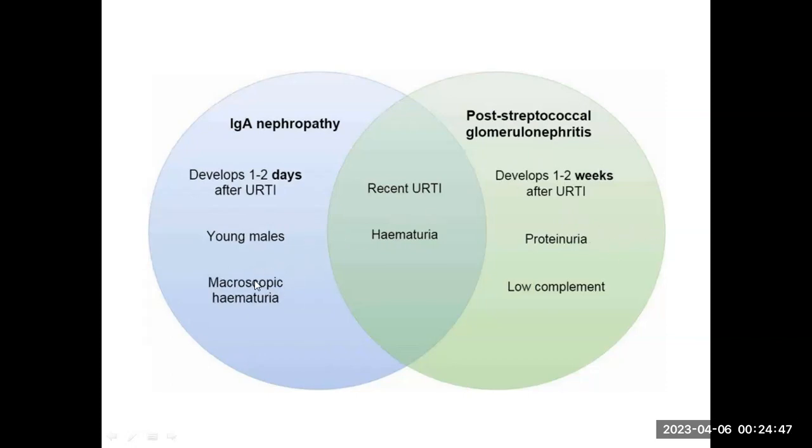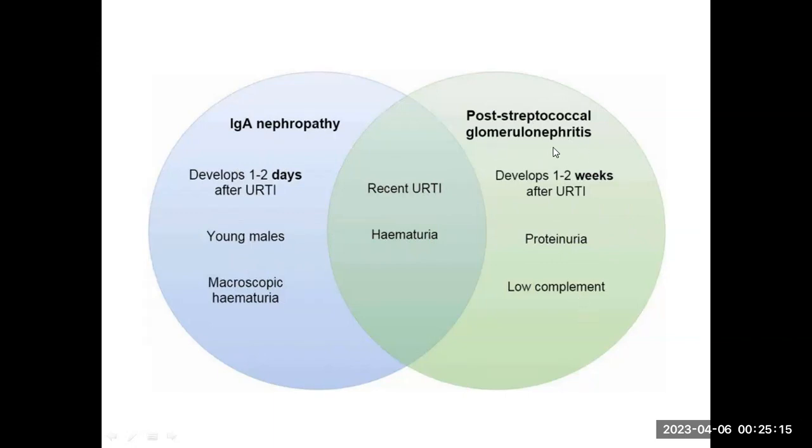Here, the commonest presentation is microscopic hematuria. Here also can present with hematuria. As you can see, the shared features between the two are recent respiratory tract infection and hematuria. Both can give you hematuria. But here, sometimes you can have mixed nephrotic, as you said previously. And for that reason, proteinuria can be seen here. But again, in IgA nephropathy, in rare cases, it can present with proteinuria as well.